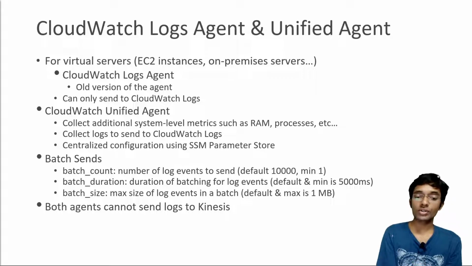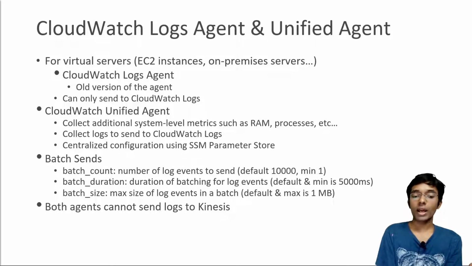And batch_duration, which is how long you want to wait before you send your batch. The default and the minimum is 5,000 milliseconds. And batch_size, which is the maximum size of the log events in a batch; by default and max it is 1 megabyte. So the idea is that if you want to send the events as soon as possible, you would set the batch count to say 1. But if you are looking for more efficient sends and you don't mind waiting a little bit, then you can tweak the count, duration and size of your batch before you send your stuff to CloudWatch Logs.